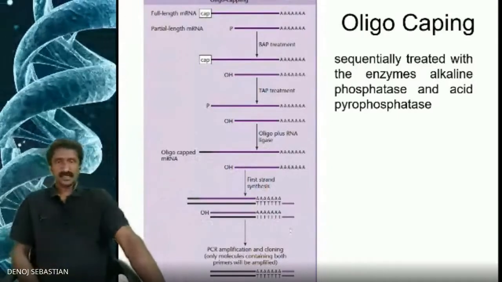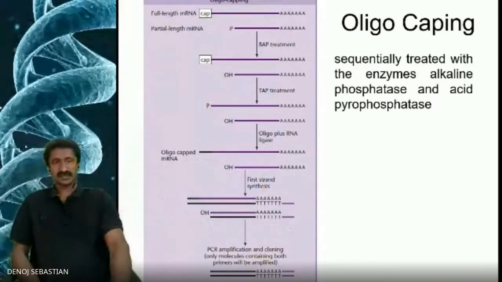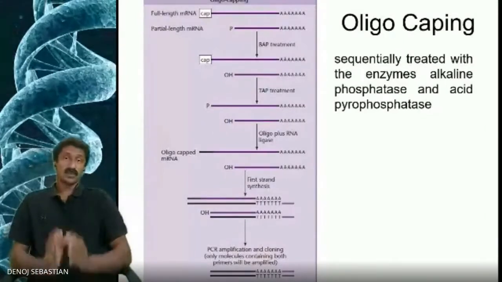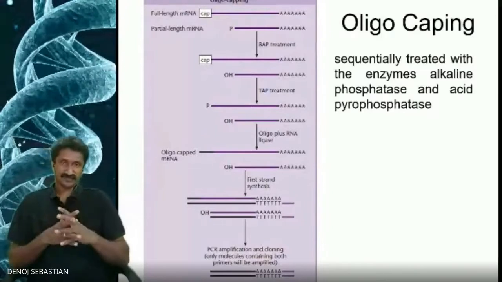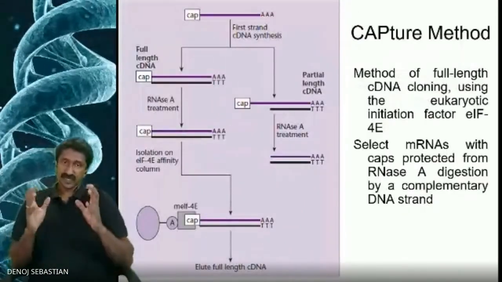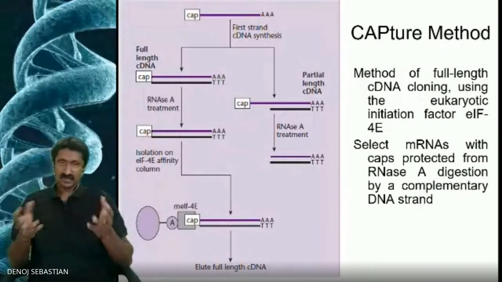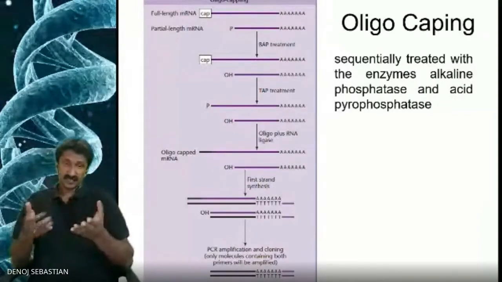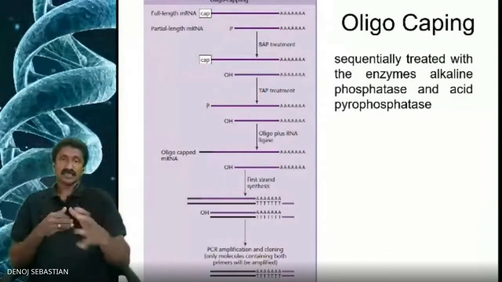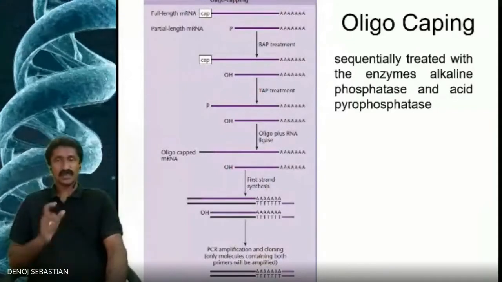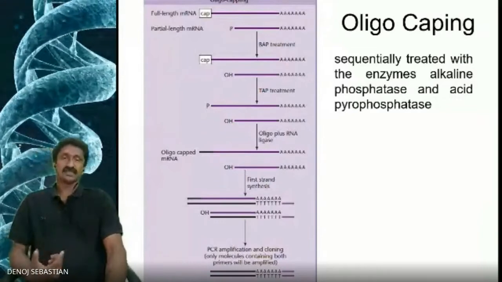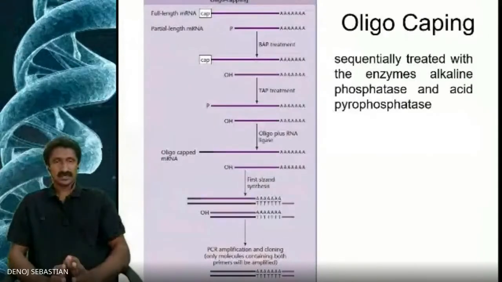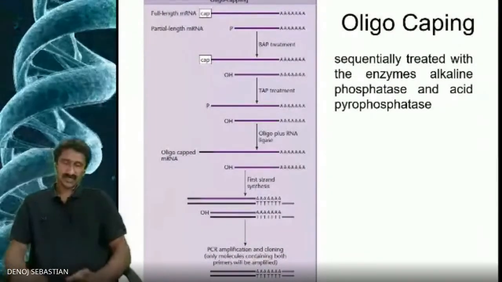So this is one of the methods of oligo capping, with sequential treatment with alkaline phosphatase and acid pyrophosphatase. This is useful where you want to confirm that your mRNA is of full length. Whereas in the previous case, this is actually a full-length cDNA and you are just copying that one. But if the mRNA itself is a shorter, partial length one, that can be excluded using this technique. Only full length mRNA, which is presented with a cap, is used for cDNA preparation and cloning. So this is about cDNA preparation and its various strategies.